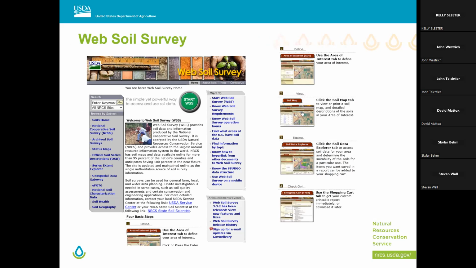So how do you get started with it? Well, most of you probably already know that have used it. It's the big green button. If you type in Web Soil Survey in the search engine, it'll be the first one that pops up.